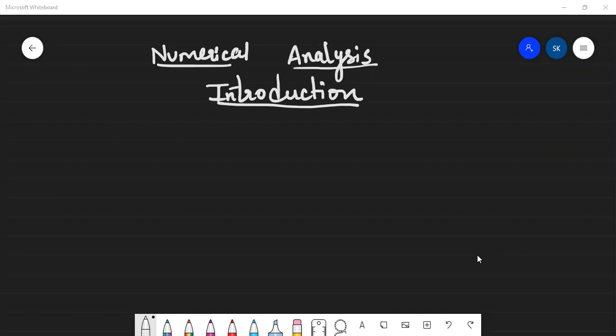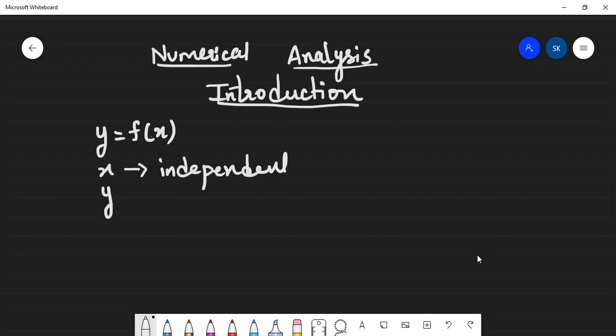Numerical analysis introduction. Suppose we consider a function y equal to f of x. Here, what is x and what is y? We have y equal to f of x. Then that means x is the independent variable and y is the dependent variable. That means y values are dependent on x values, right?